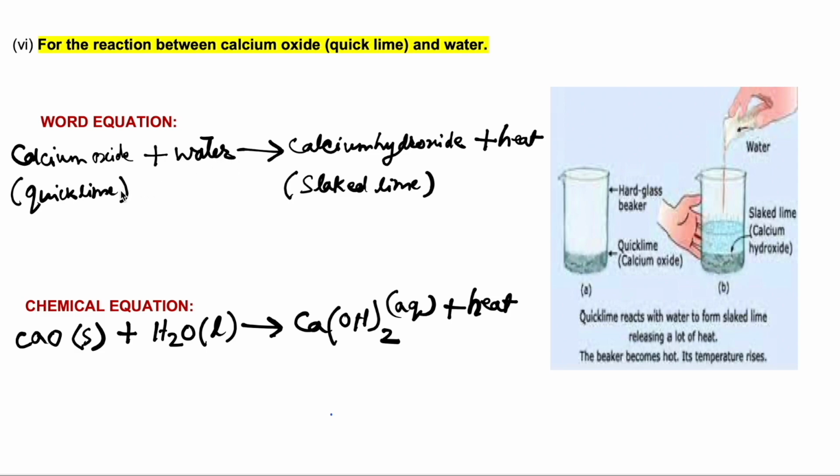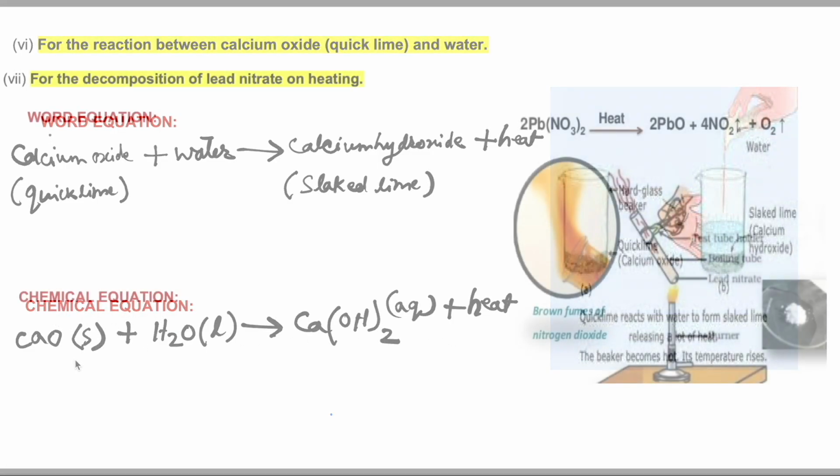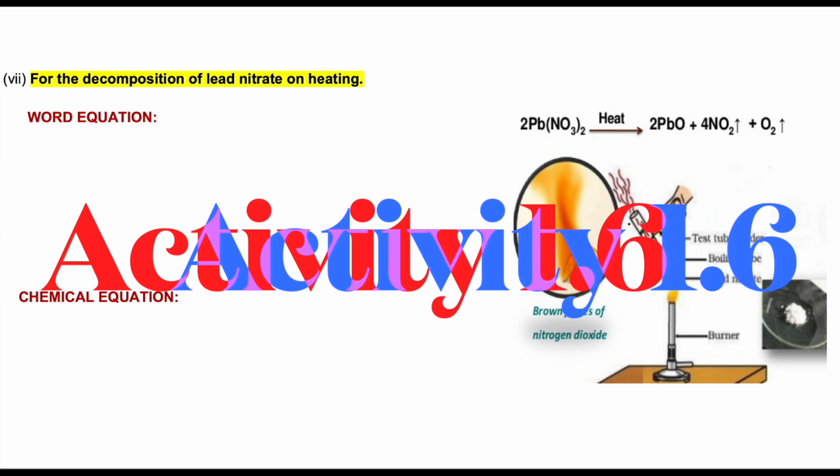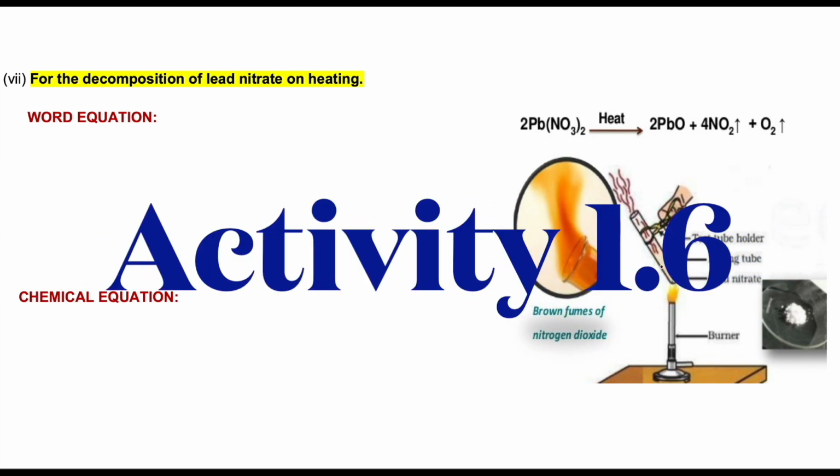Children, please note that the physical states of reactants and products need not be mentioned in the word equation, but it's very important to mention the physical states of the reactants and the products while writing the chemical equation. Children, let us discuss the word equation and the chemical equation for the chemical reaction of decomposition of lead nitrate on heating. This is activity 1.6 given in our NCERT.